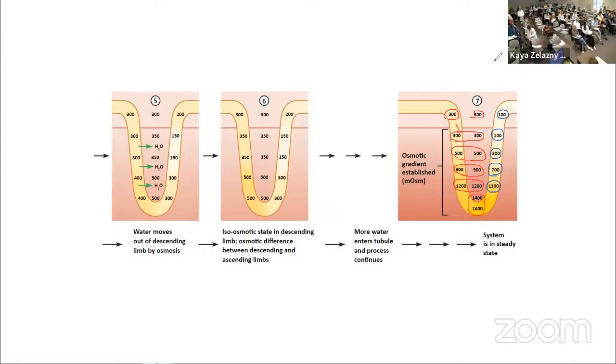So this is the key thing to understand and remember, right? So this was our setup. So you do want to know the properties of the descending limb, chiefly that it's permeable to water, and it has water pulling on it. Osmolarity getting greater as we go down into the kidney.